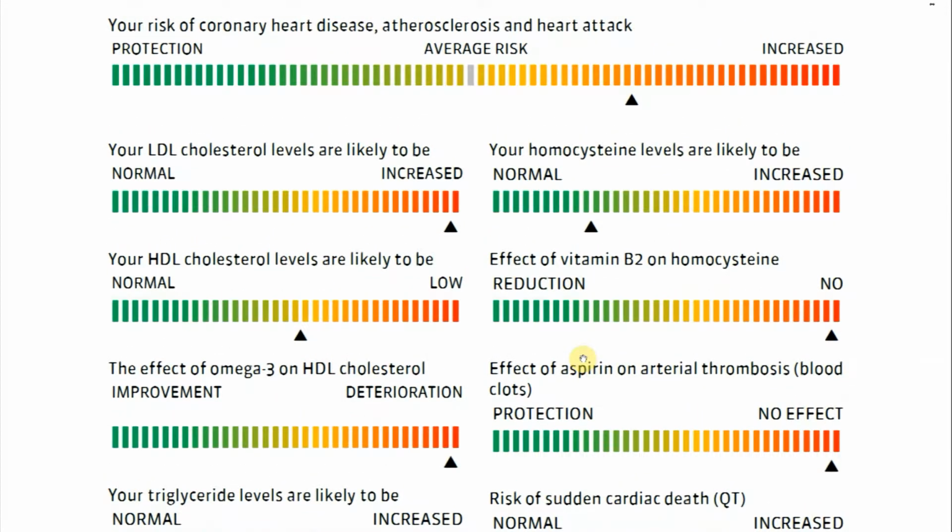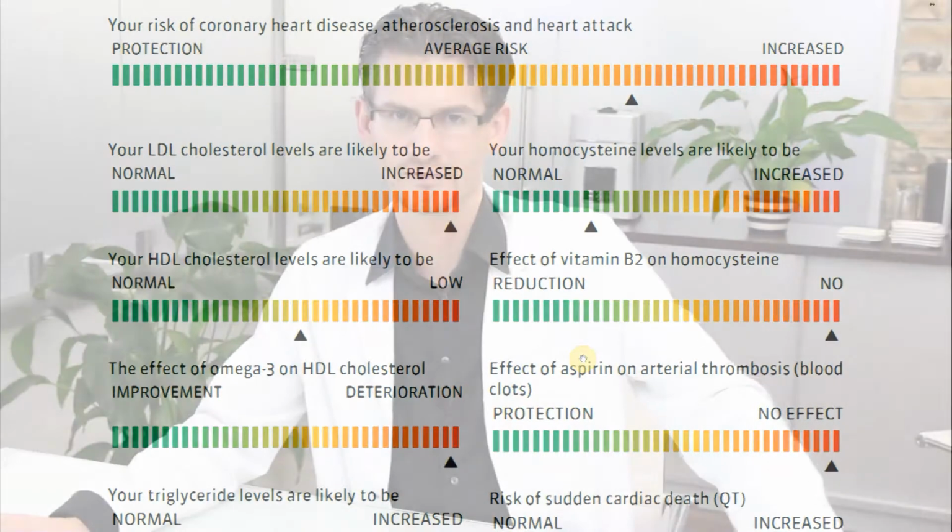Then, next question, homocysteine levels. This is actually an amino acid. It's not a fat. However, it acts just like cholesterol. Having high levels of homocysteine is bad for your heart health. It increases your risk of heart disease. And some people have normal levels of homocysteine and others have a genetic tendency to have increased levels. It doesn't mean that they must have increased homocysteine levels when you do a blood test.